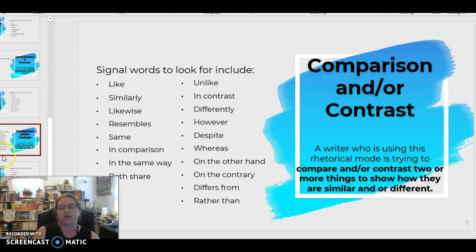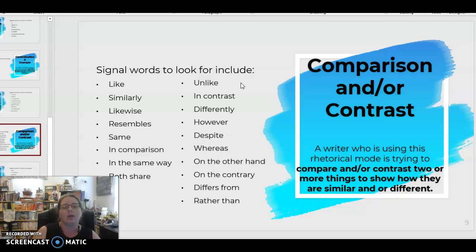So you might see just these words over here on the left, like similarly, resembles, comparison, or you might see the words in the right-hand column which indicate contrast: differently, however, despite, rather than. But you may also see some of both.